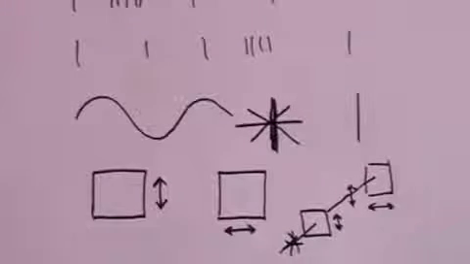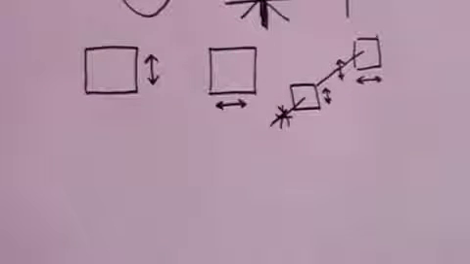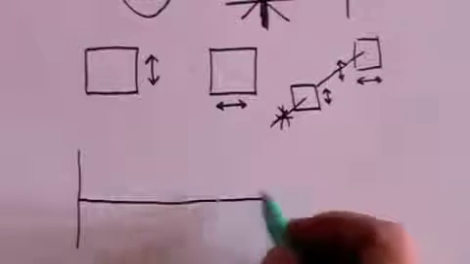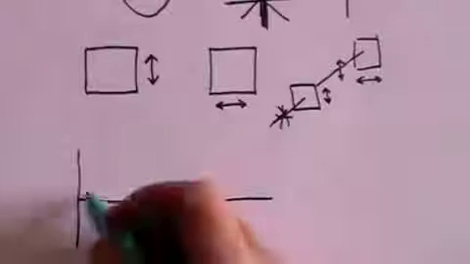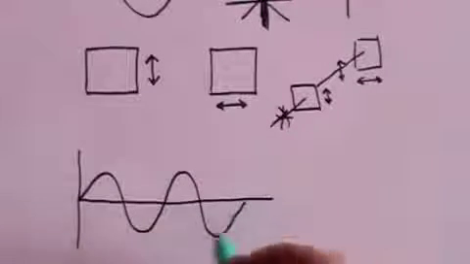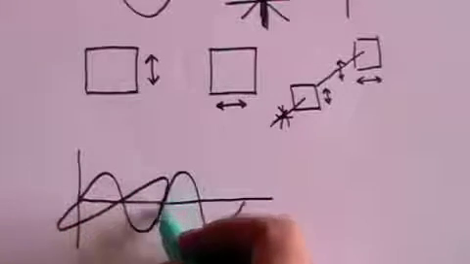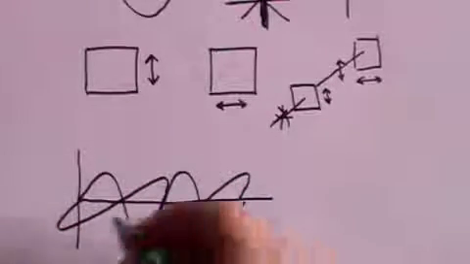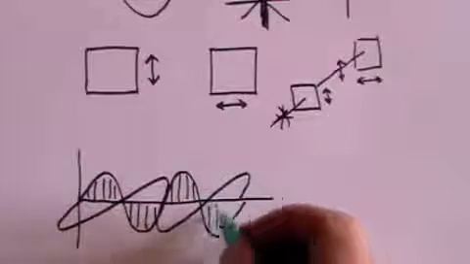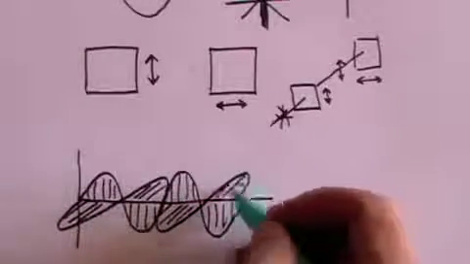Now, light is an electromagnetic wave, and electromagnetic waves are transverse waves. Electromagnetic waves do what they say on the tin. They are made up of electric and magnetic waves. The electric wave looks like this. The magnetic wave is at right angles to it, 90 degrees, so it looks something like this. So here's the electric field going up and down, and here's the magnetic field going, as it were, back and forth.